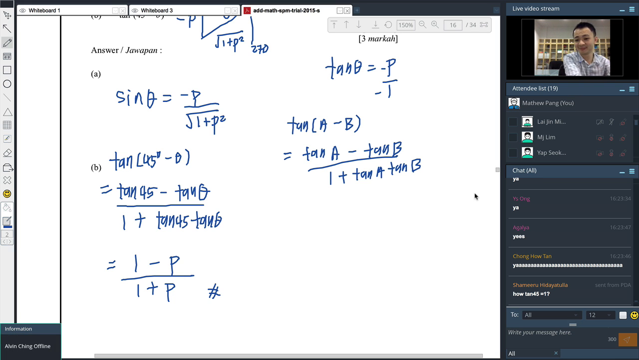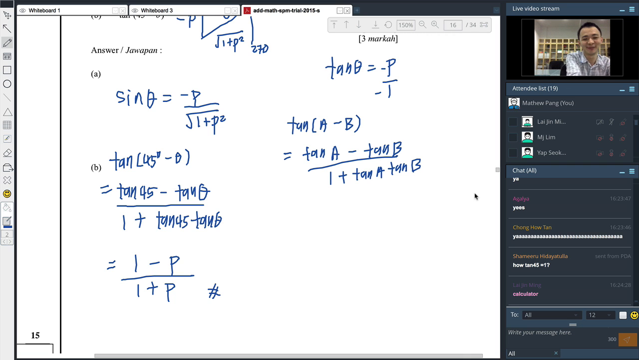Yeah, you just press the calculator tangent 45, and then the calculator will tell you it's 1. Yes, use the calculator.